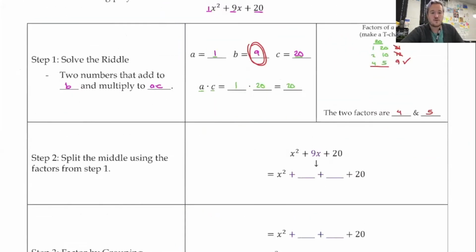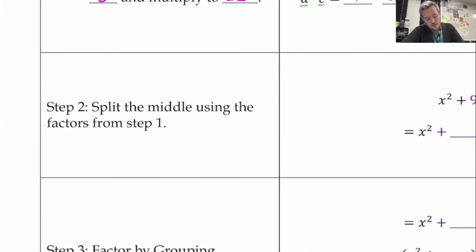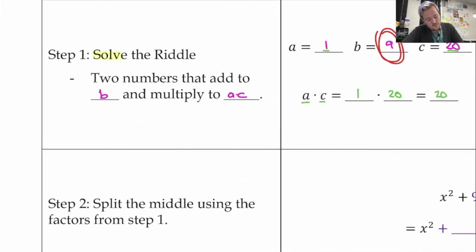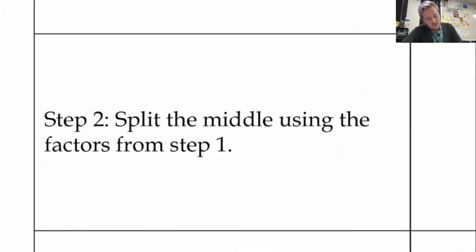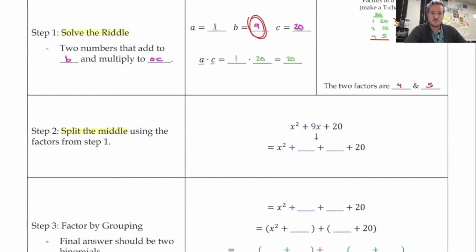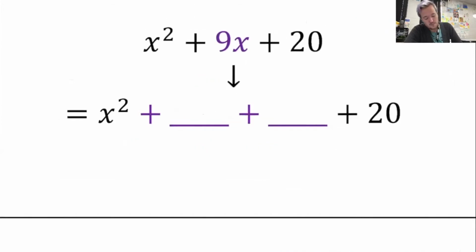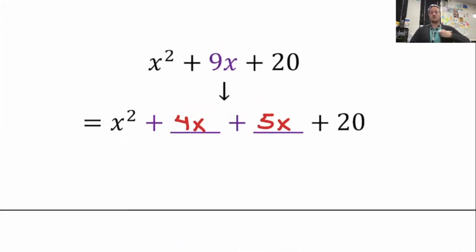Now step 2 is what we call split the middle. So step 1 is solve the riddle. Step 2 is split the middle. When I say split the middle, we're going to use those two factors from step 1. Looking at 9x, that's going to split into 4x and 5x. It still represents the same thing. We're just splitting it into a different form.